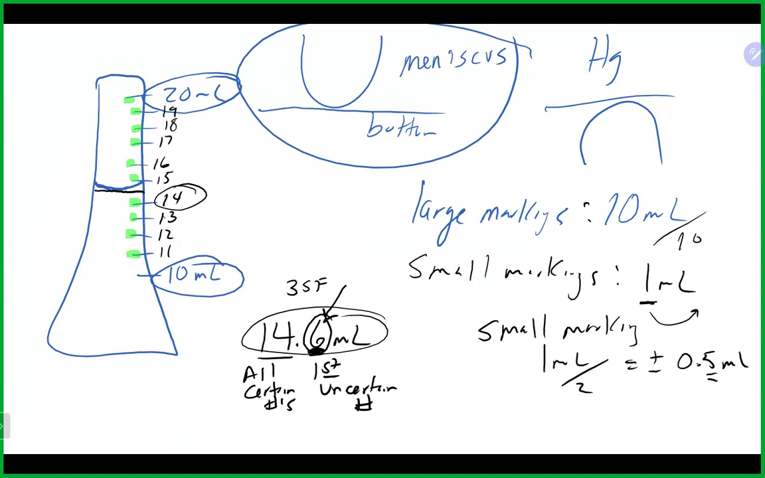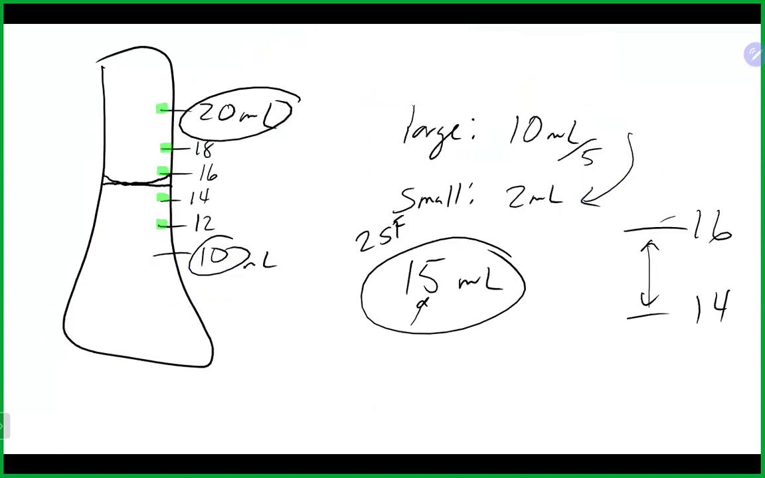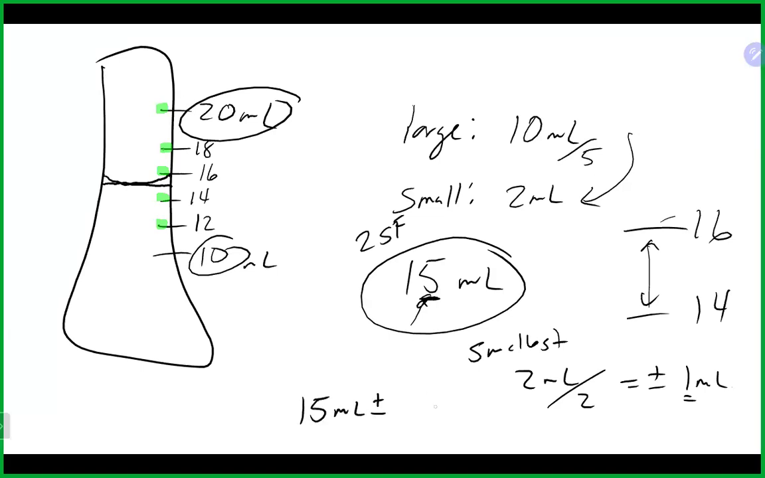So again, it will tell you how far to take the reading, and you would record something like 14.6 milliliters plus or minus 0.5 milliliters. Question on that there. By the way, it even works for the weird one we did at the end. We come here, our smallest marking is 2 milliliters. We divide it by 2, gives us plus or minus 1 milliliter. That's a whole number. That's exactly where we took our reading to, the whole number. And this would be 15 milliliters plus or minus 1 milliliter in this particular case.